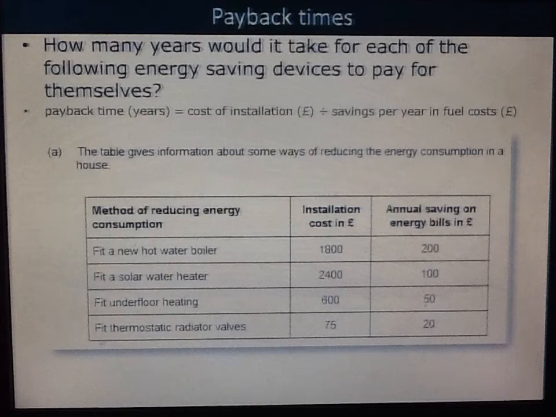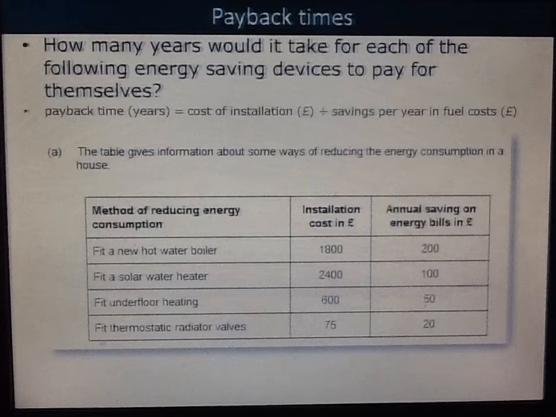In this next part of the video, we're going to look at payback times. So the question is, how many years would it take for each of the following energy saving devices to pay for themselves? Now this equation, which is the payback time equation, is not given to you in the exam. You need to learn it. The payback time in years equals the cost of installation in pounds divided by the savings per year in fuel costs, which is also in pounds. And that will end up giving you the payback time in years.